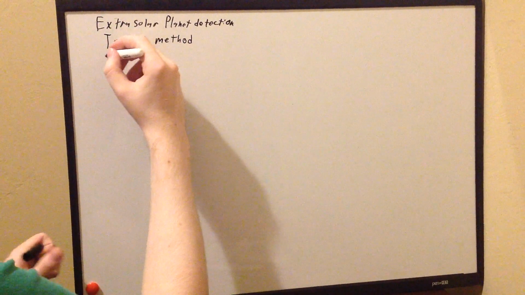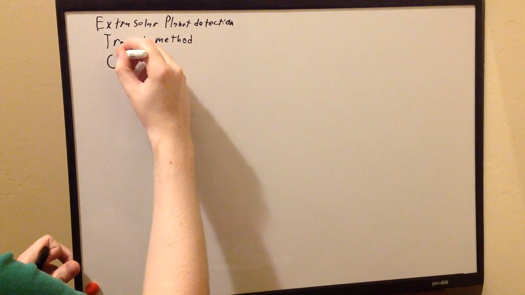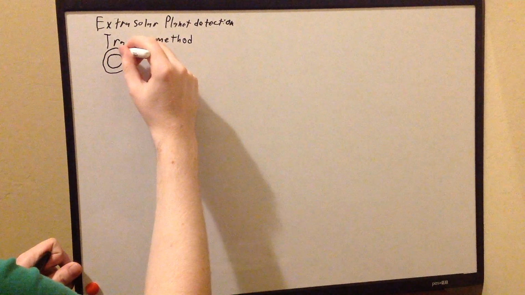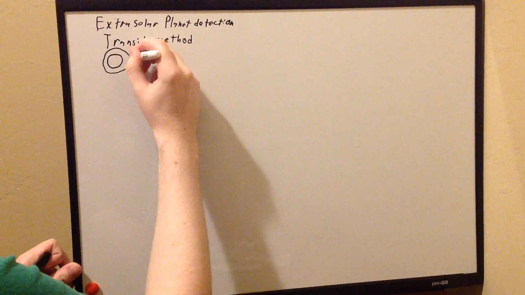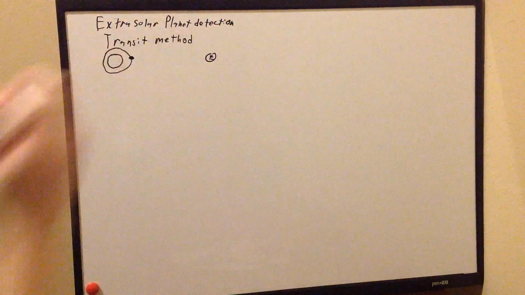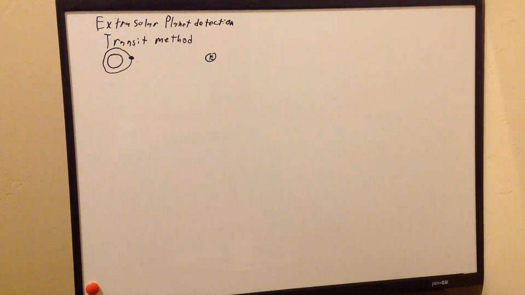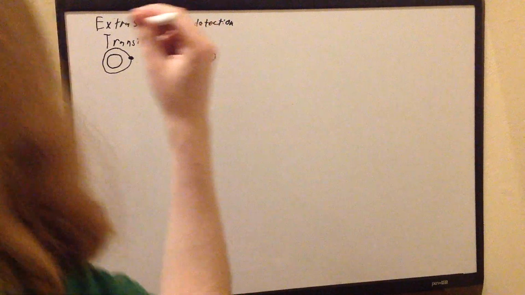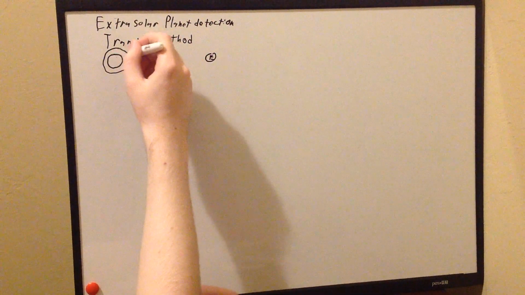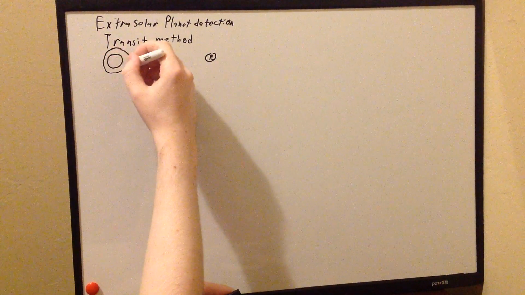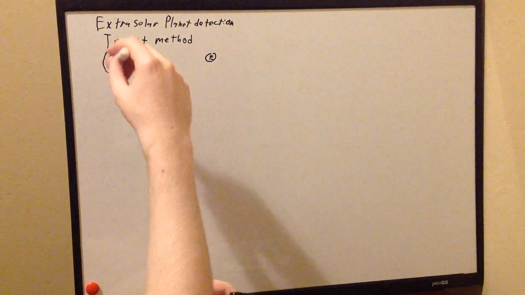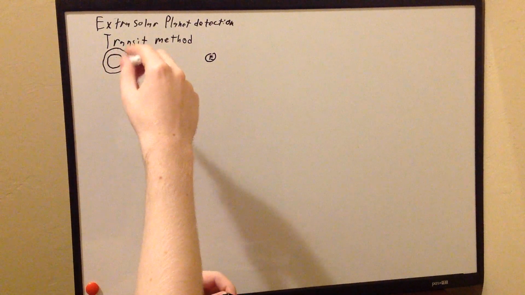So for the transit method, let's say we have a star with a planet orbiting it, and then here is us on Earth looking for extrasolar planets. This star is giving off light and we can see the star, but you can see how as this planet goes around its orbit, when it goes between us and the star, it's going to block some of the star's light.